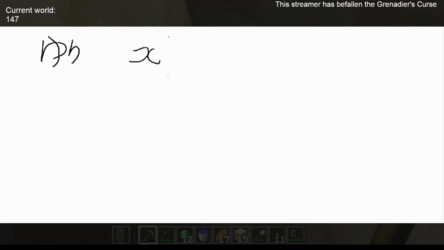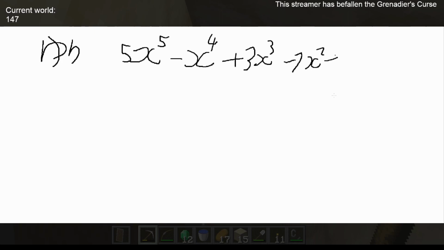We're going to do 5x to the power of 5 minus x to the power of 4 plus 3x to the power of 3 minus 7x squared plus 8x plus 8. And let's say I wanted to divide this by x squared minus 1.